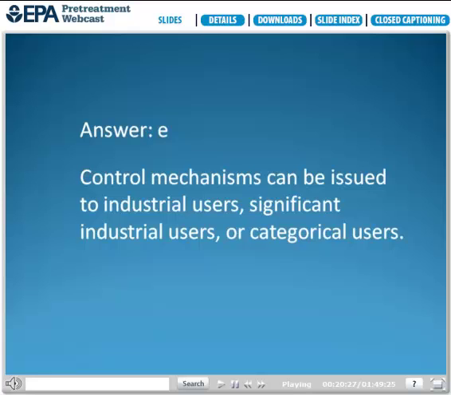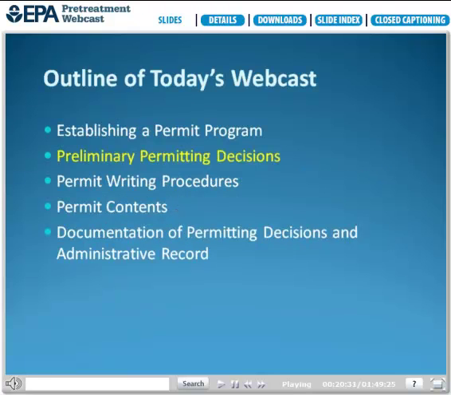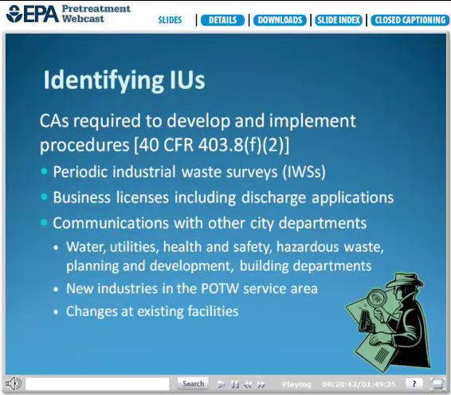Okay, in this section of the webinar, we will discuss some activities that a pretreatment program will perform before it begins to issue permits to its industrial users. Logically, it first needs to find out who they are, where they are, and what they are discharging. Then the POTW Control Authority may be able to prioritize its industrial users that need to be addressed first.